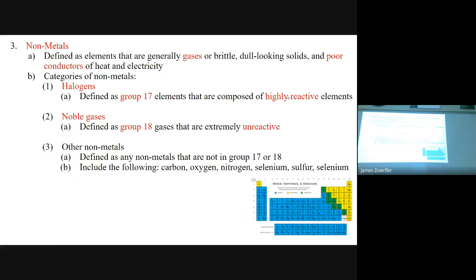Some other nonmetals we have basically just don't fall in the category of halogens or noble gases. They are other nonmetals not in group 17 or 18. This includes carbon, oxygen, nitrogen, selenium, sulfur, selenium again for fun.